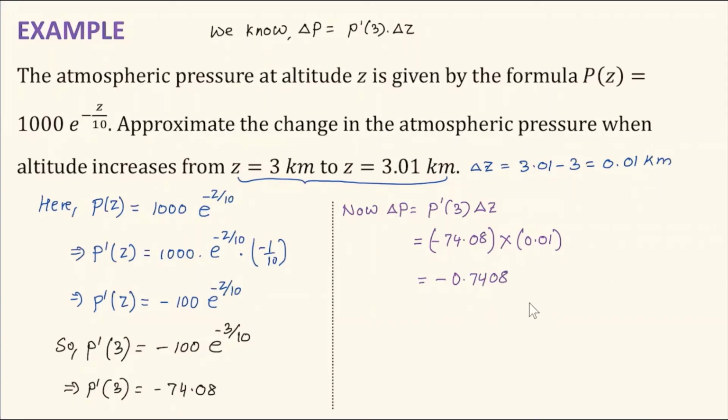I don't have the unit of pressure given in the problem, so I'm just going to write units, whatever the unit of pressure may be. So that much unit per kilometer. That is the change in pressure with altitude. And you can see that as the altitude increases, when you're going away from the surface of the earth, the atmospheric pressure decreases.